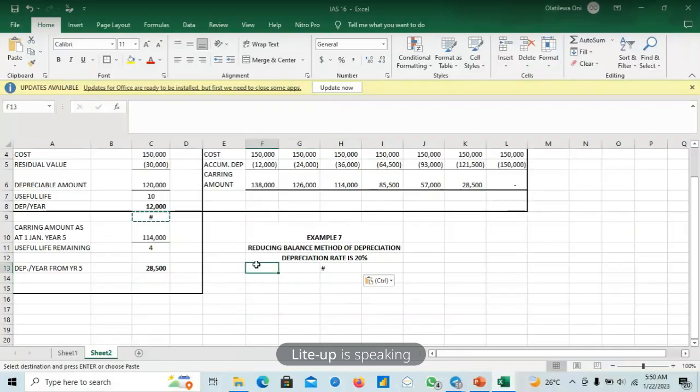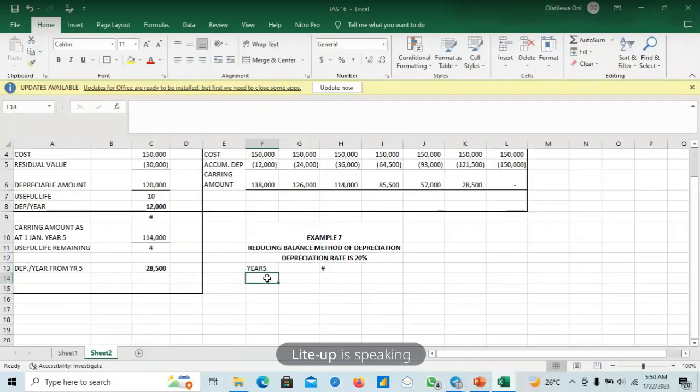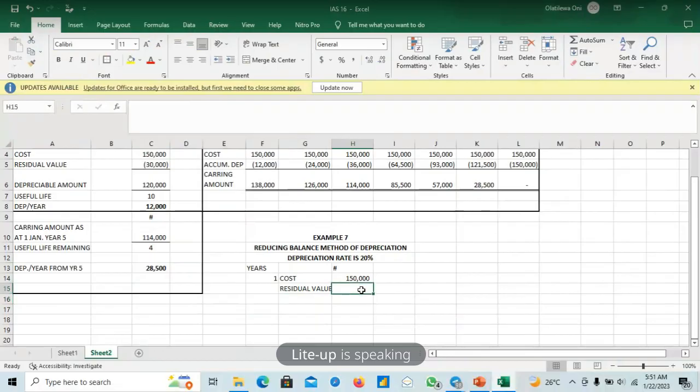So let me put the years here. Let's say this year 1 cost is 150,000, and then the residual value is 30,000. So that is the residual value.